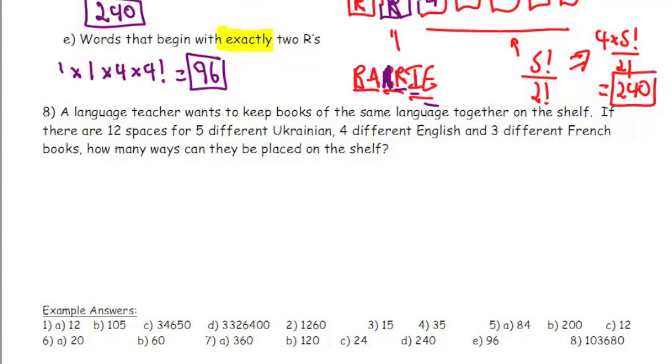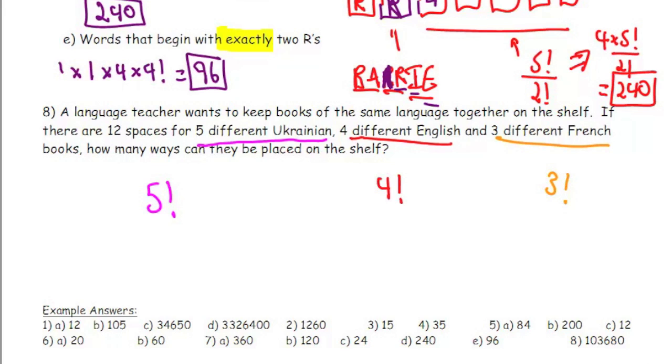I love this question because it's got that little extra trick in it that you really need to pay attention to. A language teacher wants to keep books on the same language together on the shelf. So we have these different languages here, but they want to keep the exact languages together. If there are 12 spaces for 5 different Ukrainian, 4 different English, 3 different French books, how many different ways can they be placed on the shelf? Well, if we just deal with the languages individually, if we call this purple Ukrainian, there's definitely 5 different objects because, again, it says different. Different means that they are all different books.